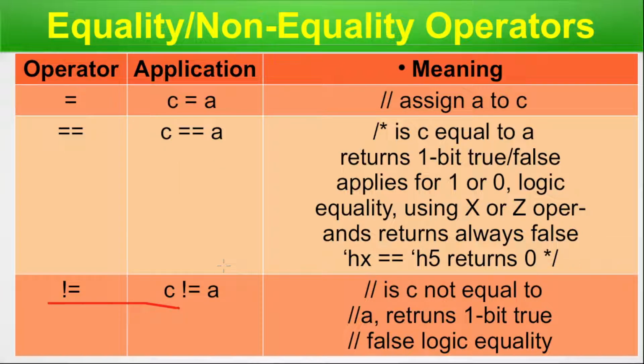Not equal to. Here you can see C not equal to A. Is C not equal to A? Returns 1 bit true false logic equality. You can understand this very easily by comparing the equal to and the not equal to. We're done here. In the next slide, we will talk about the special equality, non-equality operators. So let's go there.